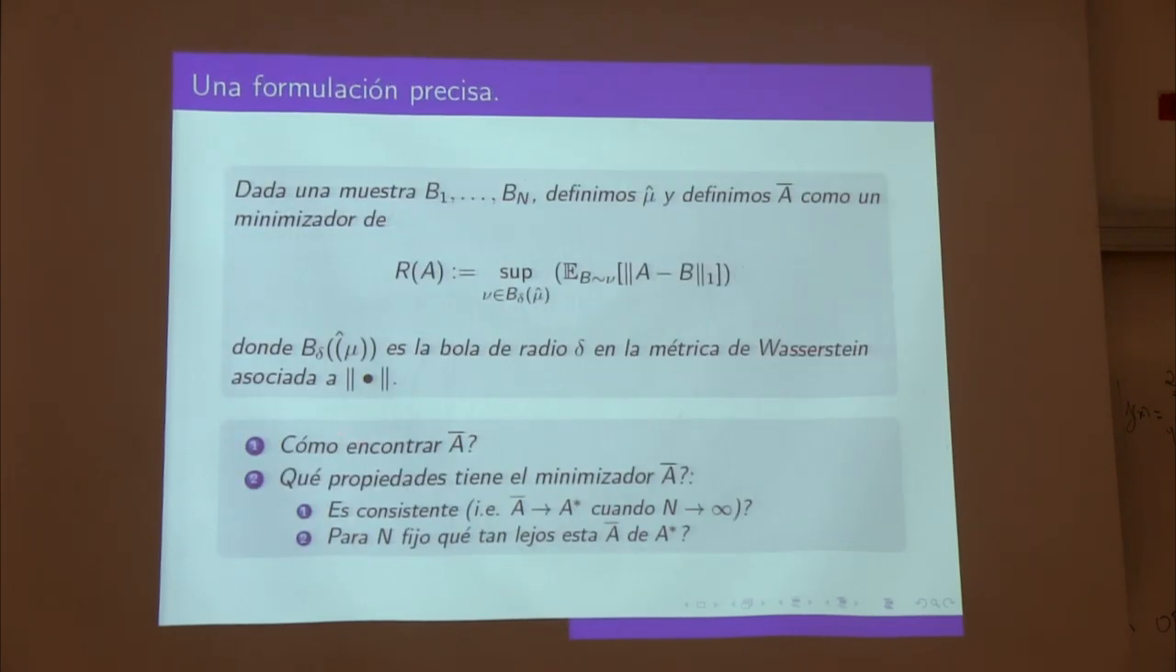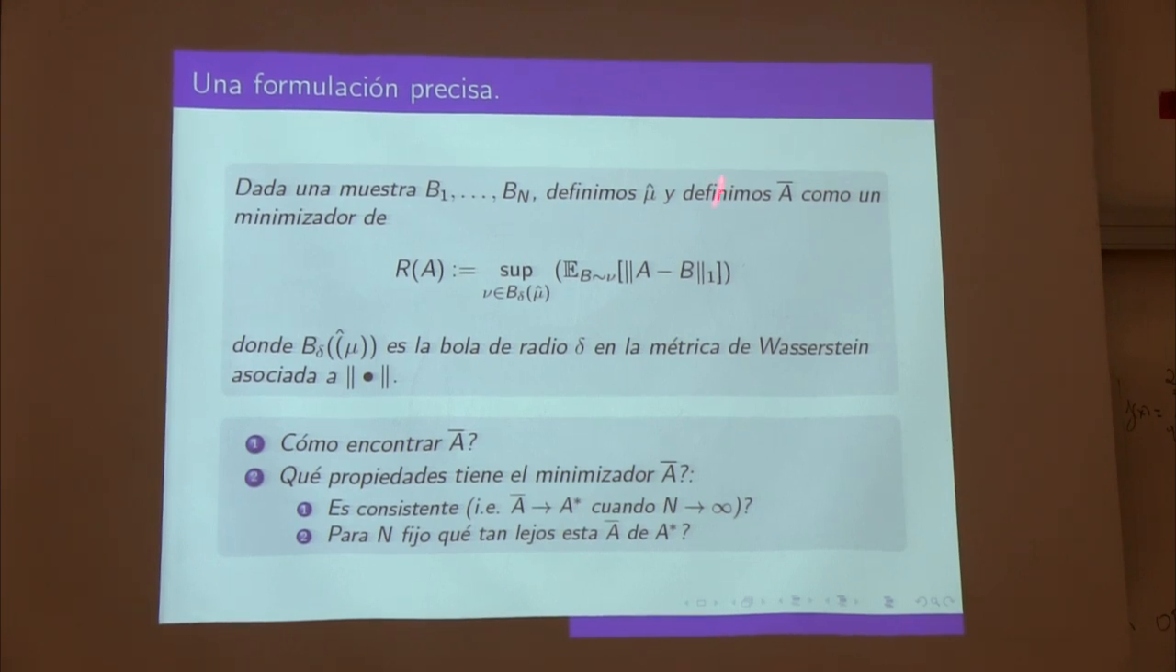All right. So now with the previous definition, we can really make this into a precise statement. Given a sample B1 up to Bn, we define the empirical measure mu and define our estimator as a minimizer of this, where our ambiguity set, the green ball that I had a few slides ago, is defined in the Wasserstein metric. And then once we make this precise, we can ask, how do you actually solve for a bar? How do you find your estimator? And second, what properties does this estimator have?